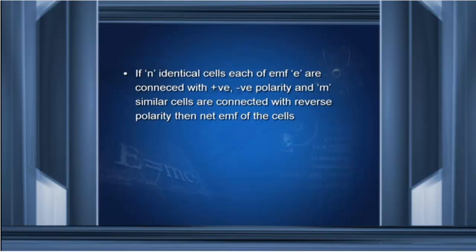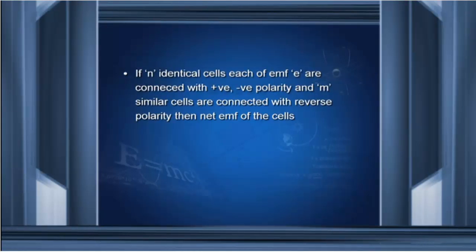If we have a certain number of cells having e.m.f. say E1, E2, E3 and so on En, then the net EMF of the cells in the series combination will be E equals E1 plus E2 plus E3 and so on En. If all the cells are identical, say n cells are identical, then the net EMF will be equal to n times the EMF of the single cell.